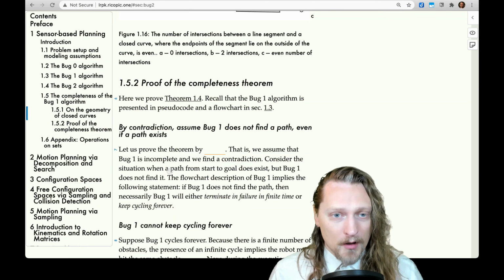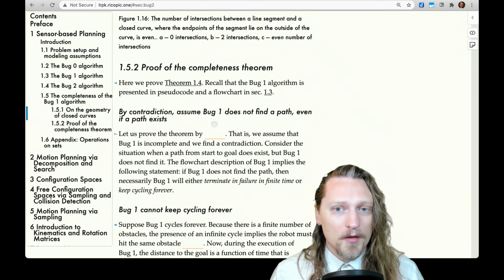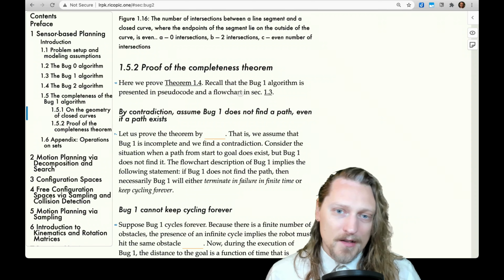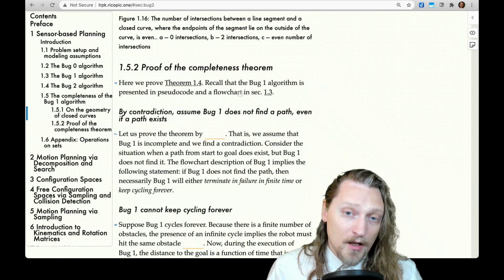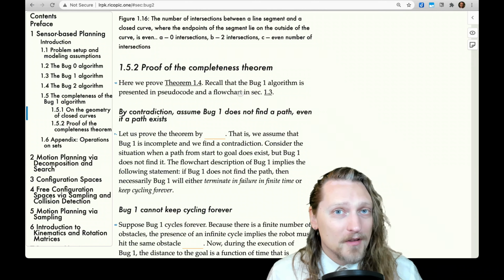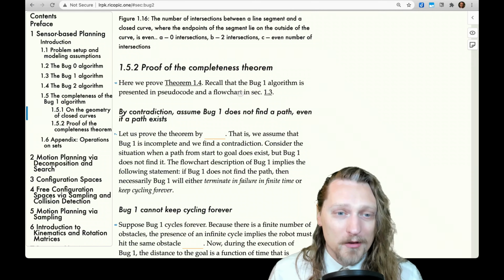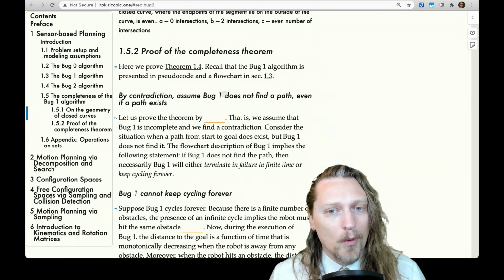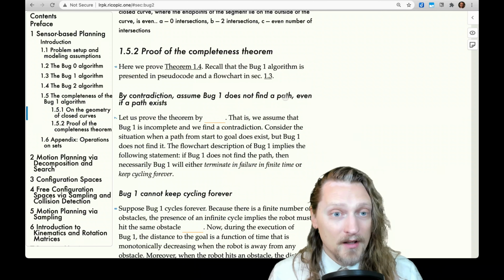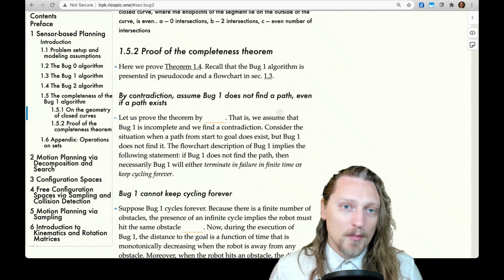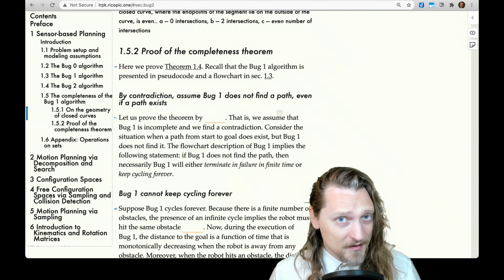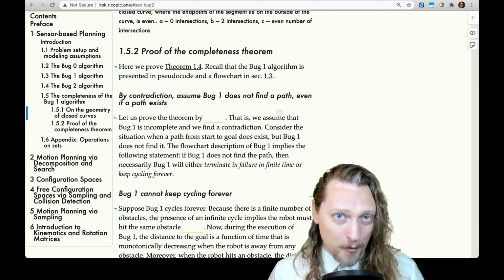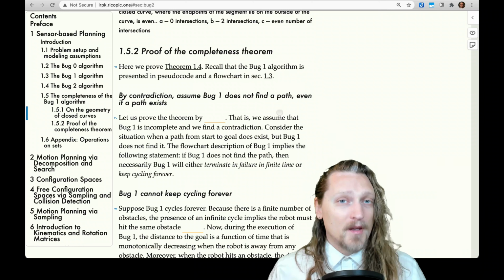The proof of the completeness theorem. Here we prove Theorem 2.4. Recall that the Bug 1 algorithm is presented in pseudocode and a flowchart in section 1.3, okay, where we had a few different possible outcomes, and so we'll walk through that in this. By contradiction, assume Bug 1 does not find a path, even if a path exists. So remember, the completeness theorem says that if a path exists, the algorithm will find it, right?